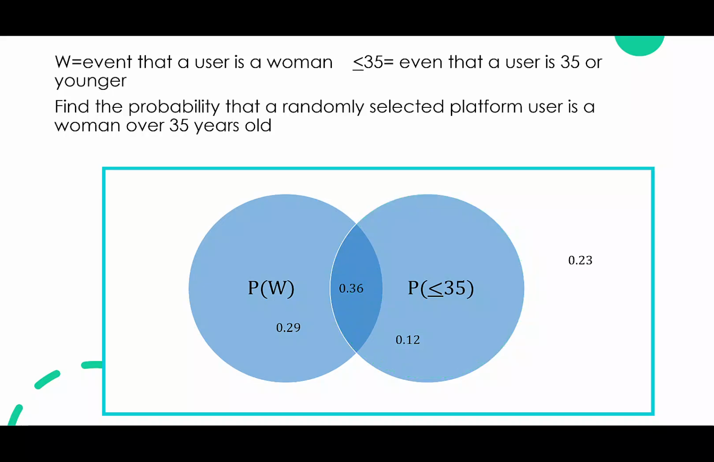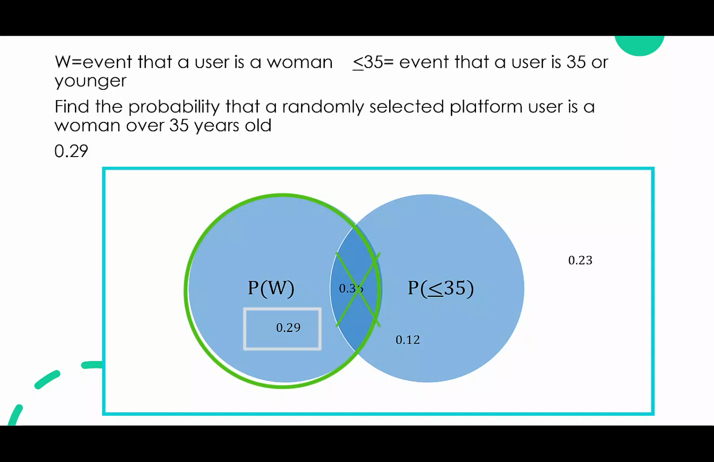Our second question says, find the probability that a randomly selected platform user is a woman over 35 years old. So we know where to start. We want to start in the circle that's probability of women, but we don't want to use the part that's less than or equal to 35, so we're only looking at this little part, which says 0.29. So our second answer is 0.29 or 29%.